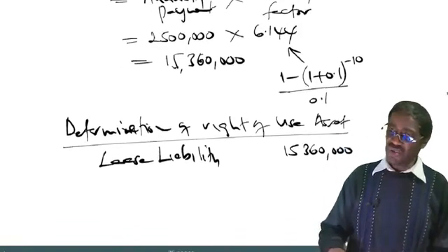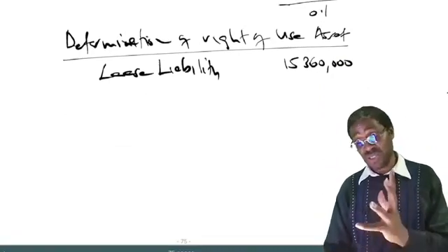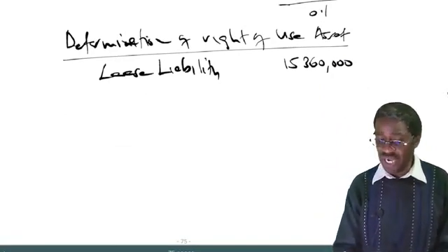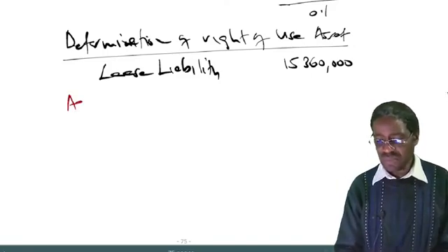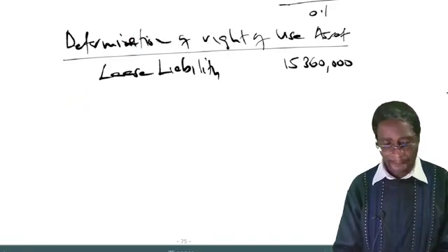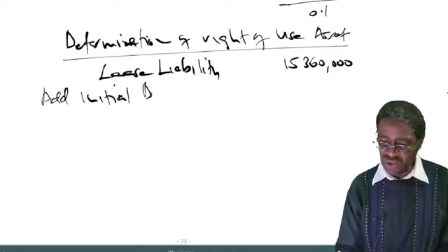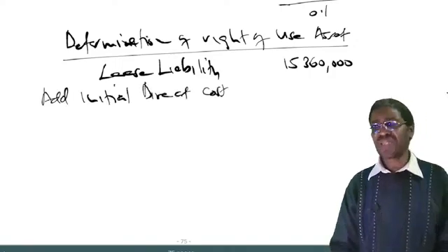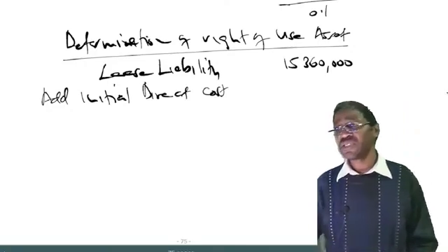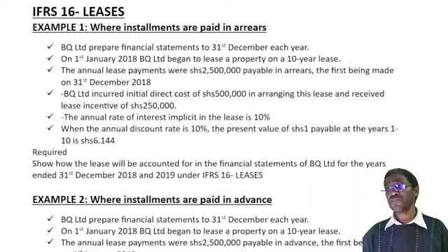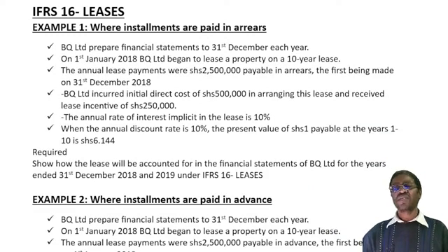Good. Now we continue. What else? For this question, we had a direct cost. I remember. So we just come and add initial direct cost. I think it was 500. Let me go back to the question and check. Yes, bullet number 4 says BQ incurred an initial direct cost of 500,000 in arranging this lease and received a lease incentive of 250.